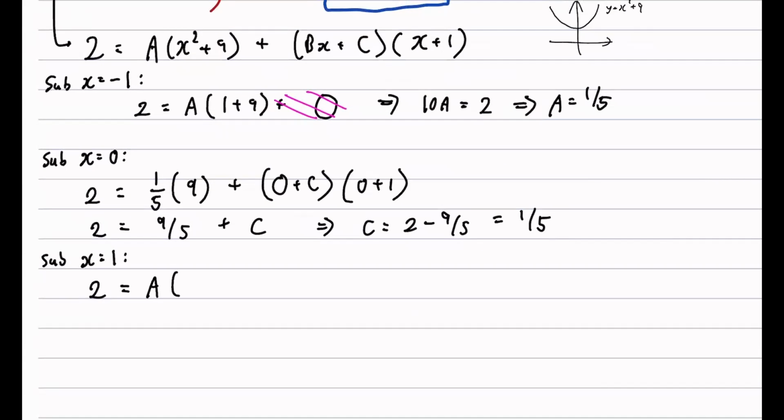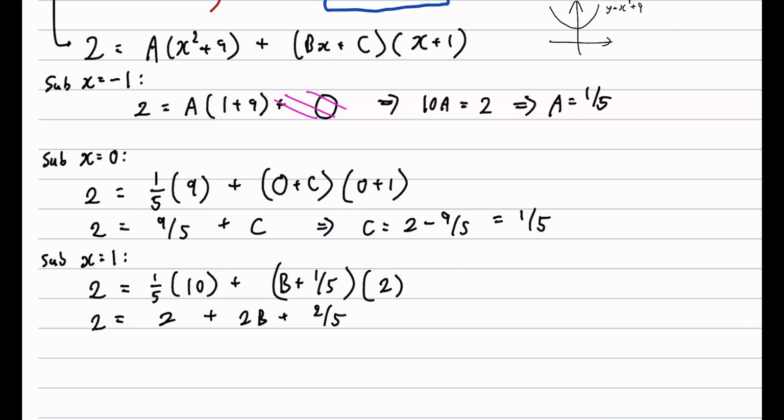So a times 1 squared plus 9, which is 10, plus b times 1, plus c, which we already know is 1/5, multiplied by 1 plus 1, which is 2. Multiply out, oh sorry, I forgot to replace the a with 1/5. That gives me 2 plus 2b plus 2 over 5. Then I'll get 0 equals 2b plus 2 over 5. Bring that over, I'll get 2b equals -2 over 5. So b equals -1 over 5.